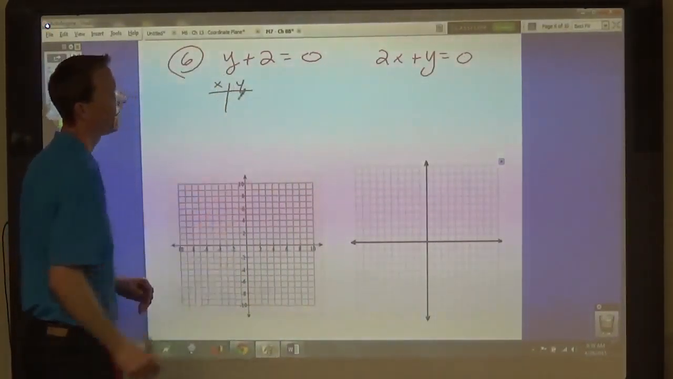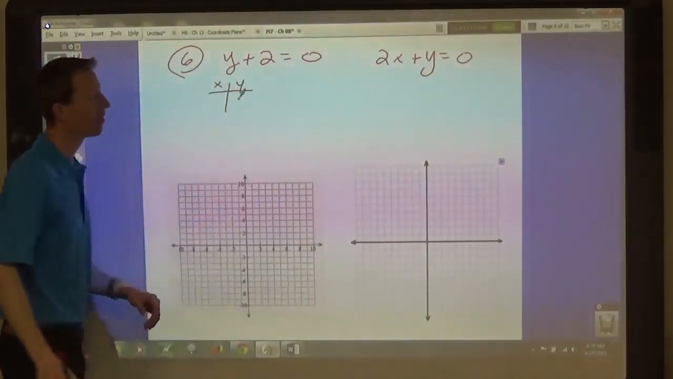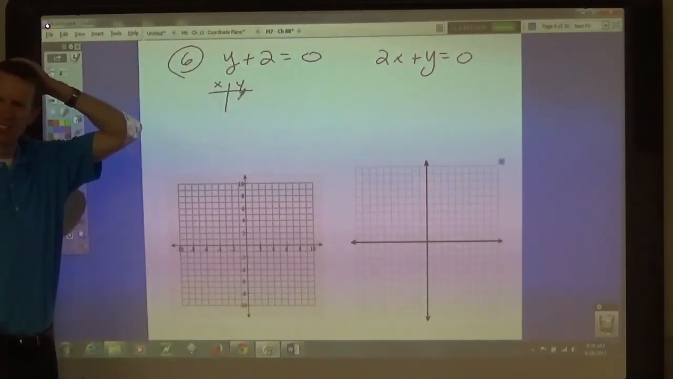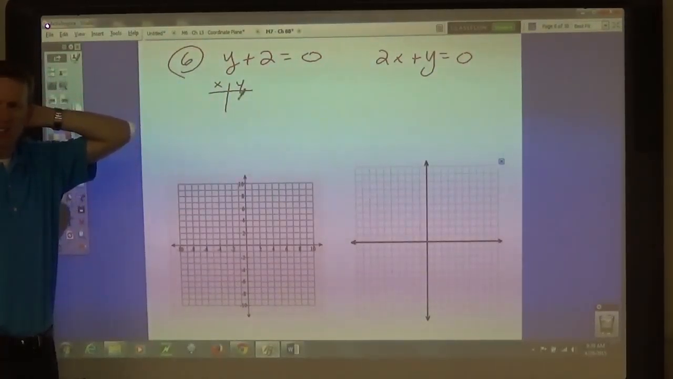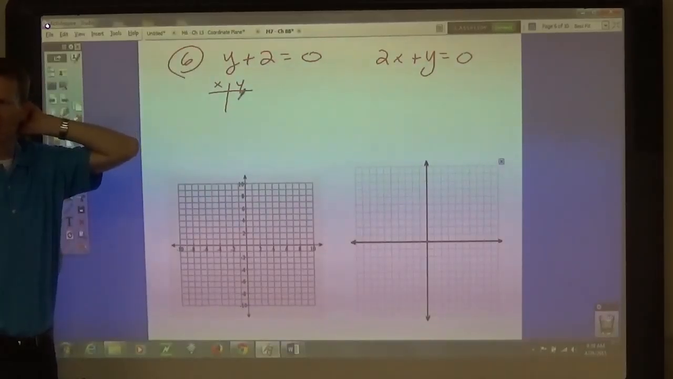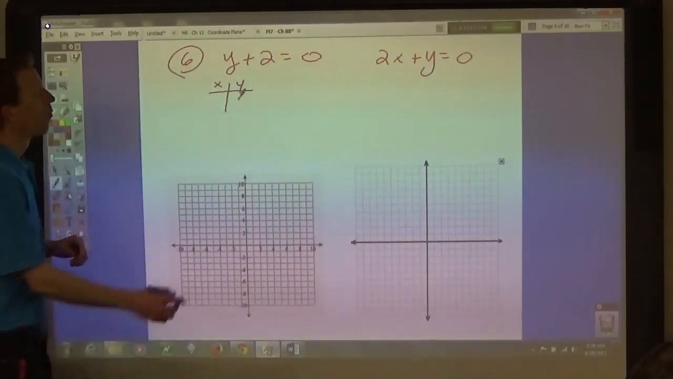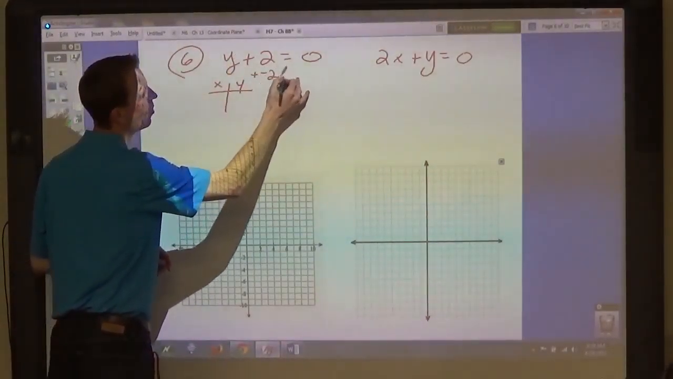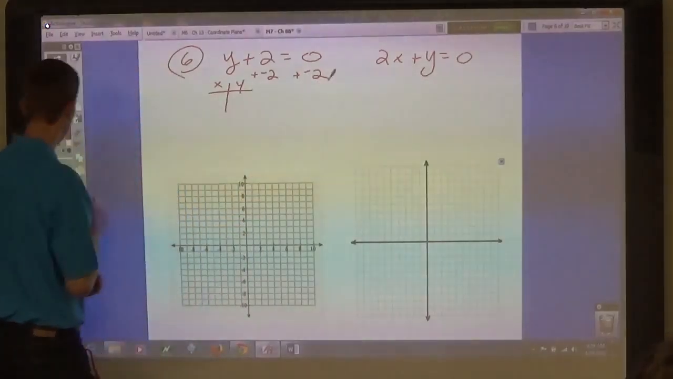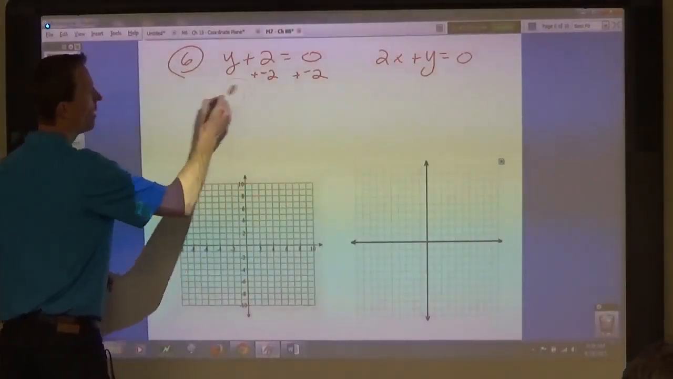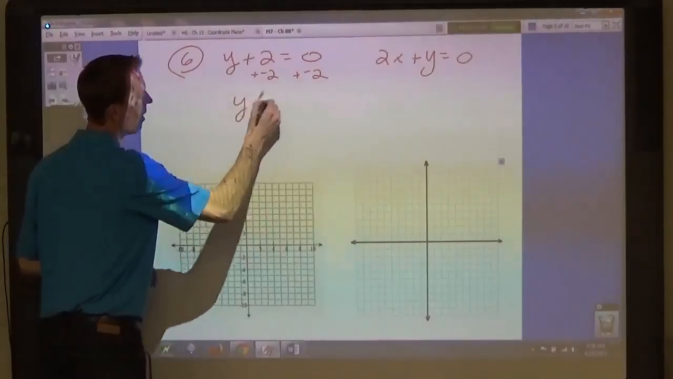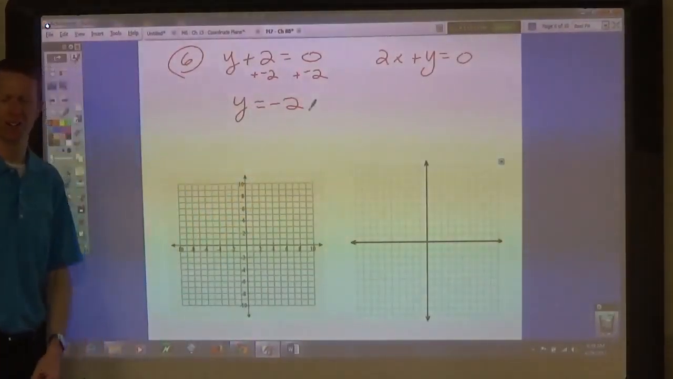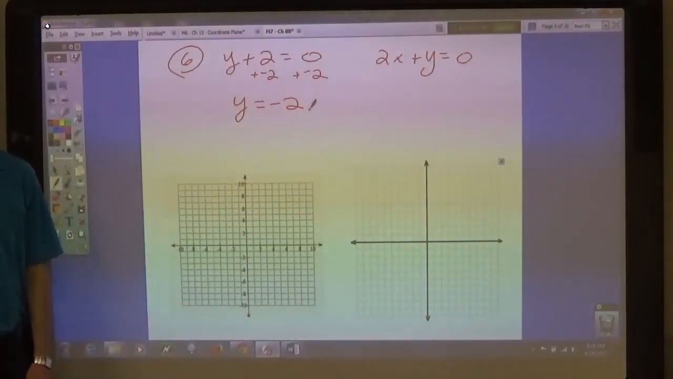For x and y. Is there an x? So what is this equation? Not necessarily. What if, when we solve this for y, what do we get? Add -2, add -2. Y equals what? Y equals -2. How do we graph that? What does that mean? You just go down 2. It's just a straight line.